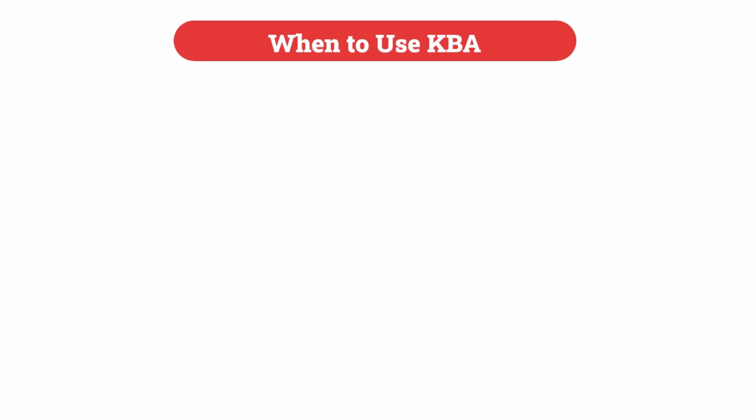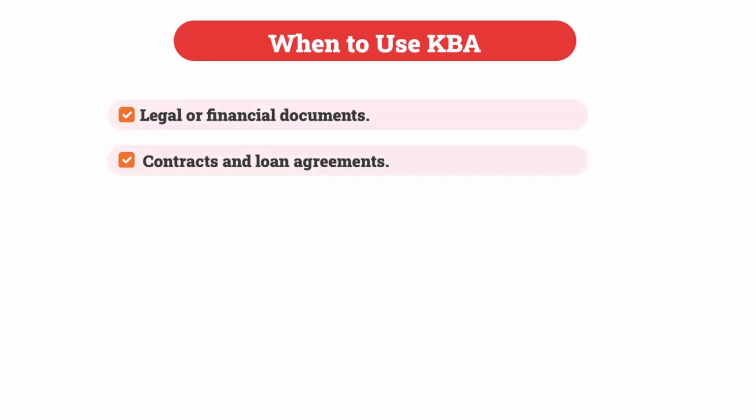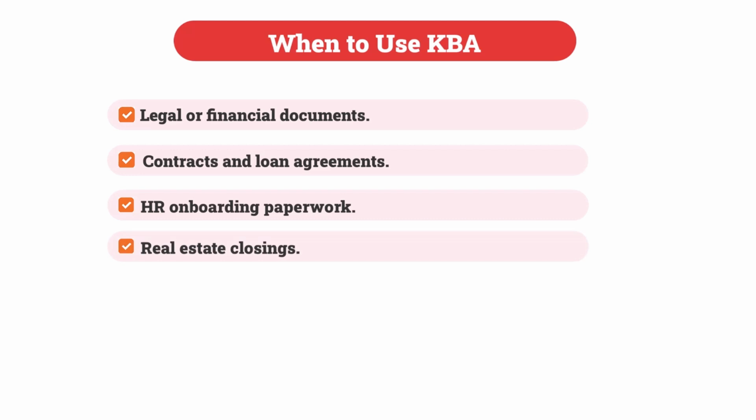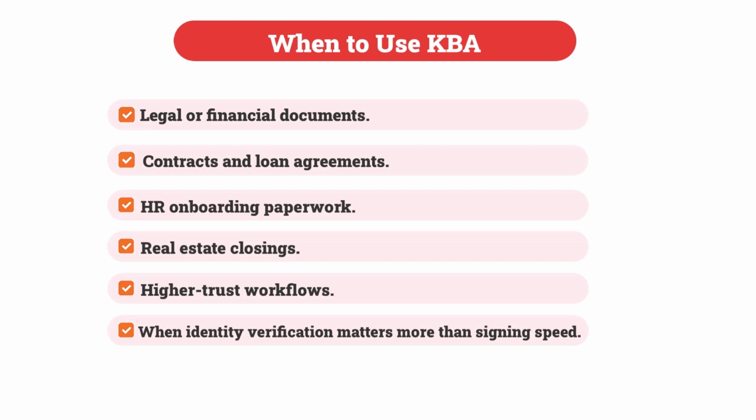Use KBA when you're sending documents that carry legal or financial weight, like contracts, loan agreements, HR paperwork, or real estate closings, and you want to confirm the signer is really who they say they are. You don't need KBA for every document. It's best reserved for the higher trust workflows, where identity verification matters more than signing speed.